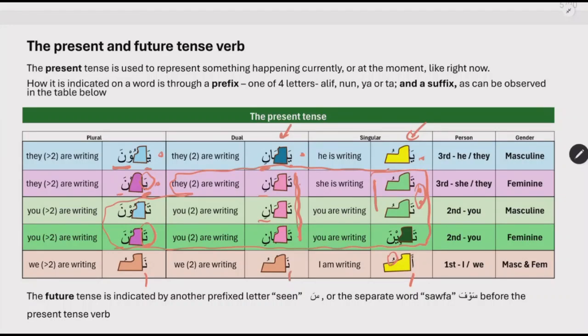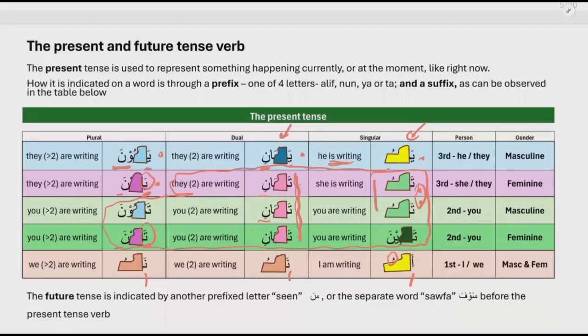So here we had yaktubu with the meaning writing. If you change it to qara'a yakra'u, then it will be he is reading, right? Qara'a is to read, qira'a is reading. Quran is a book that is read. Okay, so from the verb qara'a, you can put qara'a in any of these blocks, and you'll get the equivalent, the reading version of this table of 15 blocks.